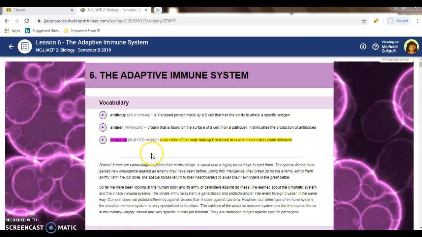So starting with the first set of vocabulary words, we have antibody. Antibody is a Y-shaped protein made of B cells that have the ability to attack specific antigens. And antigens are proteins that are found on the surface of cells. Next and last, we have immunity, which is a condition of the body making it resistant or unable to contract certain diseases.